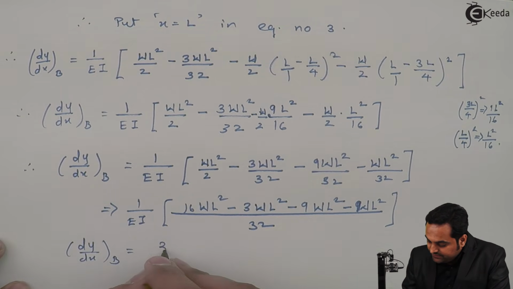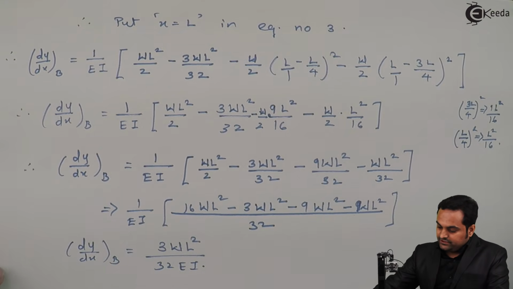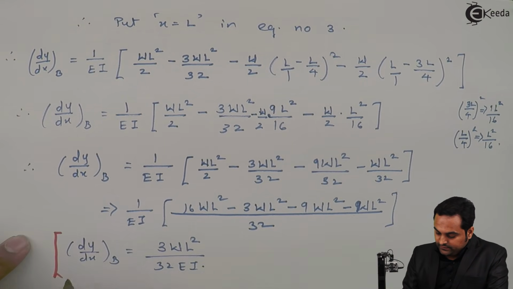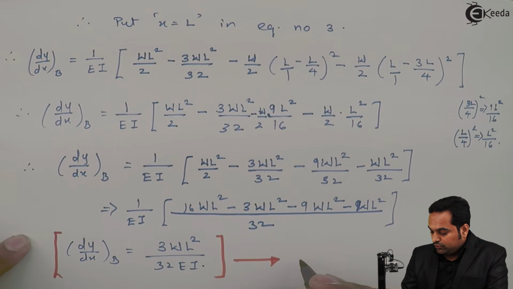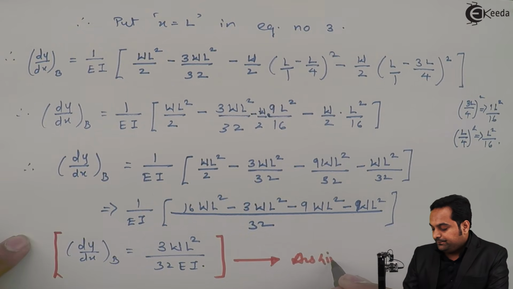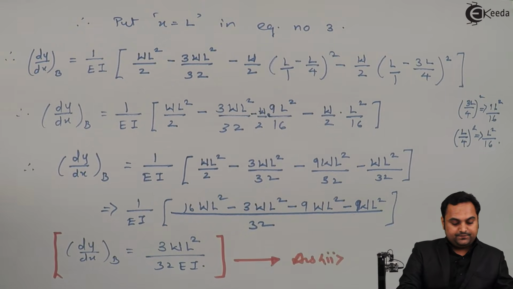This complete term is 3 WL square upon 32 EI. So this is my second answer. That is, I have found out the maximum slope at point B. Answer number second.